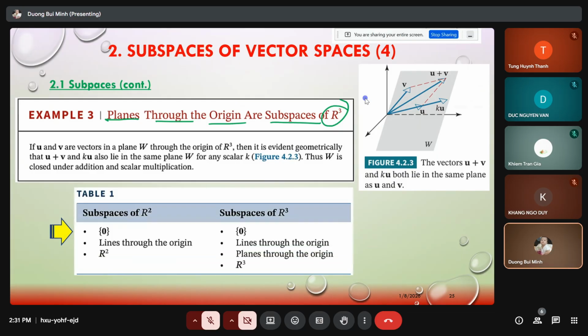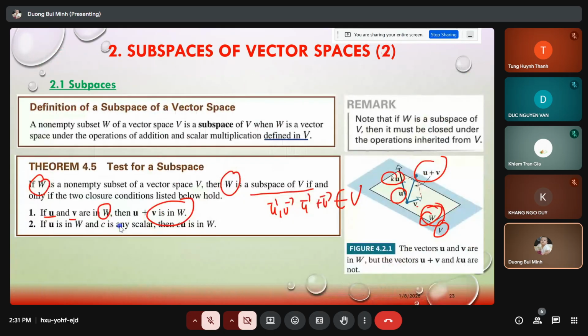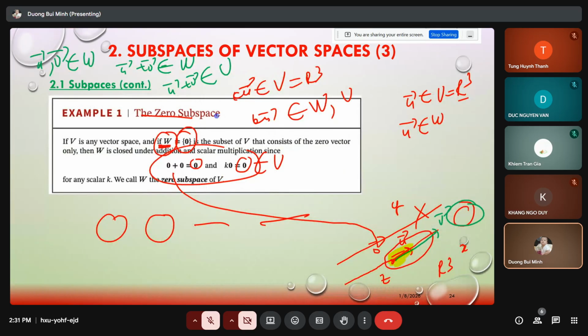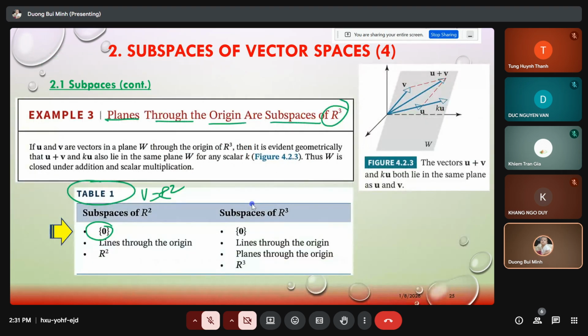Okay. So now, the summary. If we have vector space R2, we have the zero subspace, right? We discussed it before. The zero subspace lies through the origin, as does R2 itself.